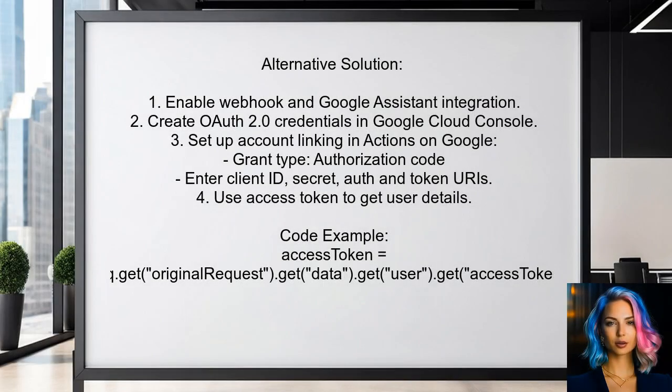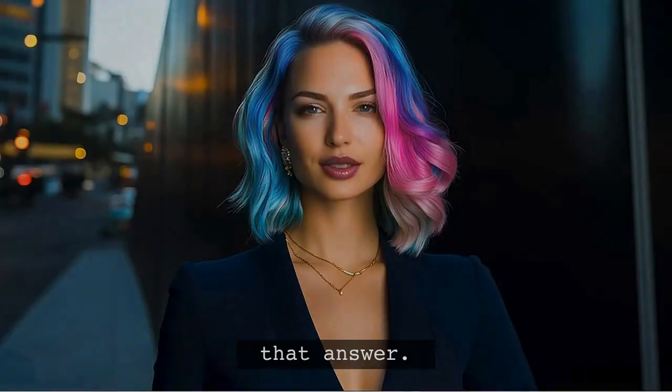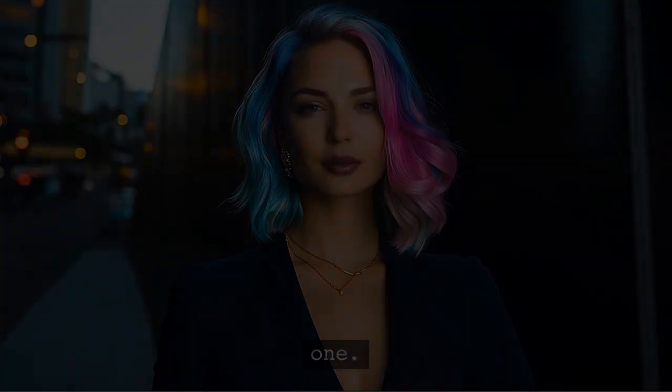Let's explore another one. One user shares a detailed method to authenticate users with their Google accounts on Actions on Google. First, enable the webhook and Google Assistant integration. Then, in the Google Cloud Console, create OAuth 2.0 credentials, noting the client ID and secret. Set up account linking in Actions on Google, specifying the authorization code grant type. Enter the necessary URIs and scopes, and save your changes. Finally, use the access token to retrieve user details like email and name from the Google API. That's all on that answer. Let's take a look at another one.